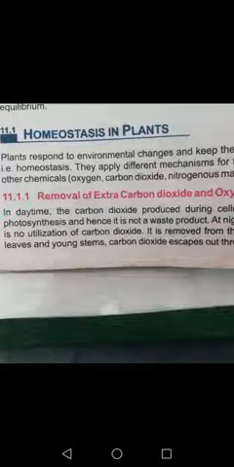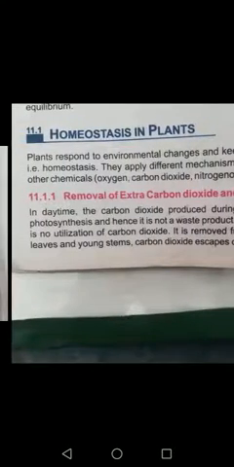Now we'll discuss how plants remove their metabolic waste. There are different metabolic wastes produced in plants like oxygen, carbon dioxide and nitrogenous materials, and to maintain their internal condition at equilibrium, homeostasis in plants takes place in different ways. We will discuss them. First of all, how plants remove carbon dioxide and oxygen.